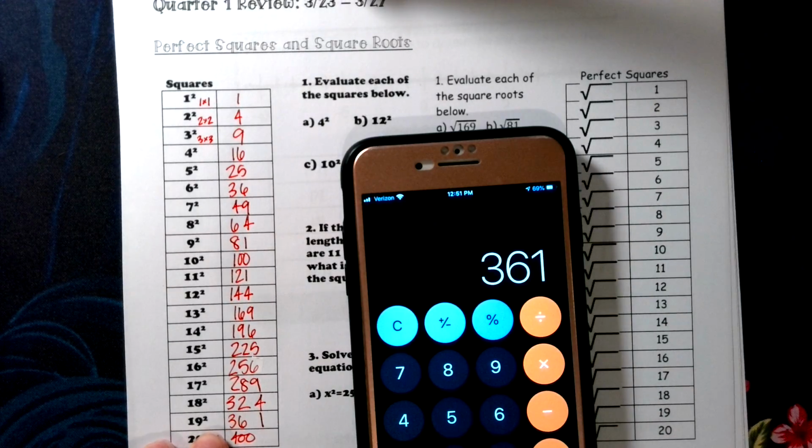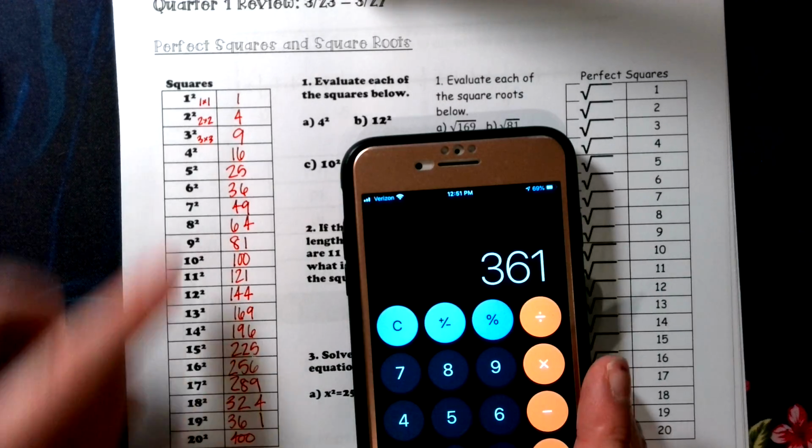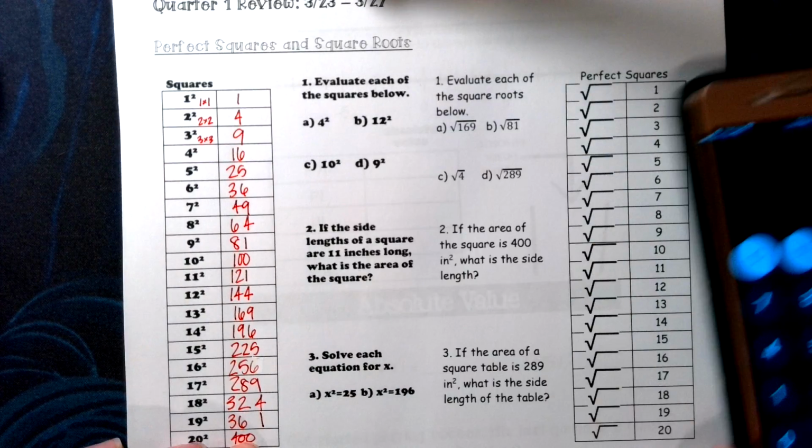All right, I remembered them for the most part. So if you forgot those, make sure that you're memorizing them because you do not get a calculator for that section.